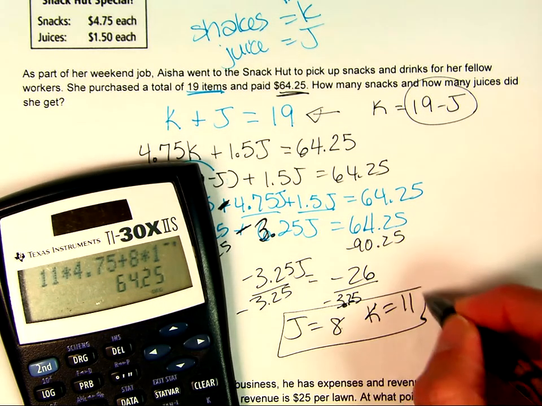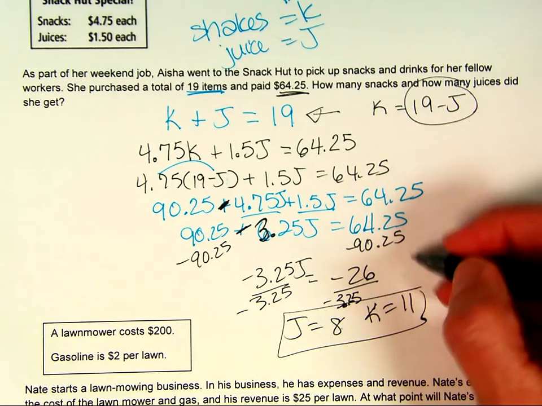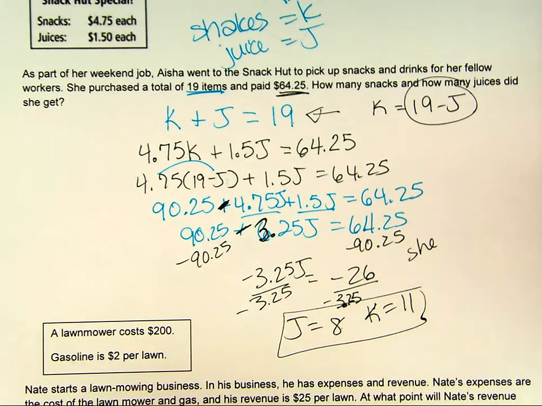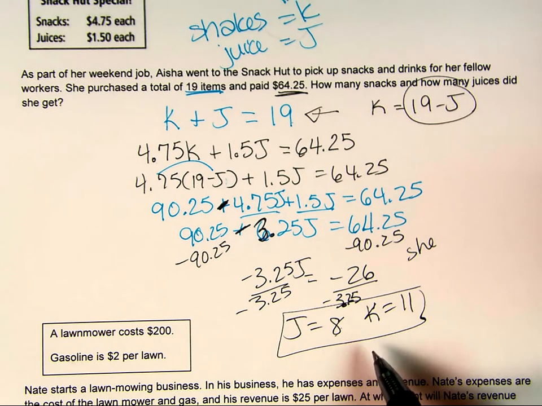So a lot of times you need to write a sentence to answer a word problem. So you'd say, I'm not going to write it, I'll just tell it. She bought 8 juices and 11 snacks. Because this doesn't really tell you that, unless you go back up.